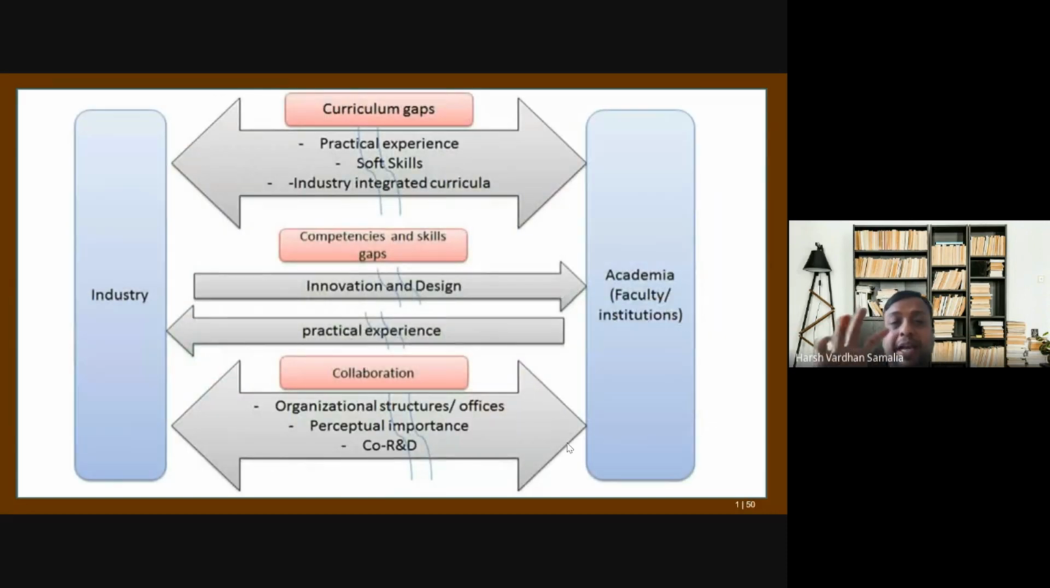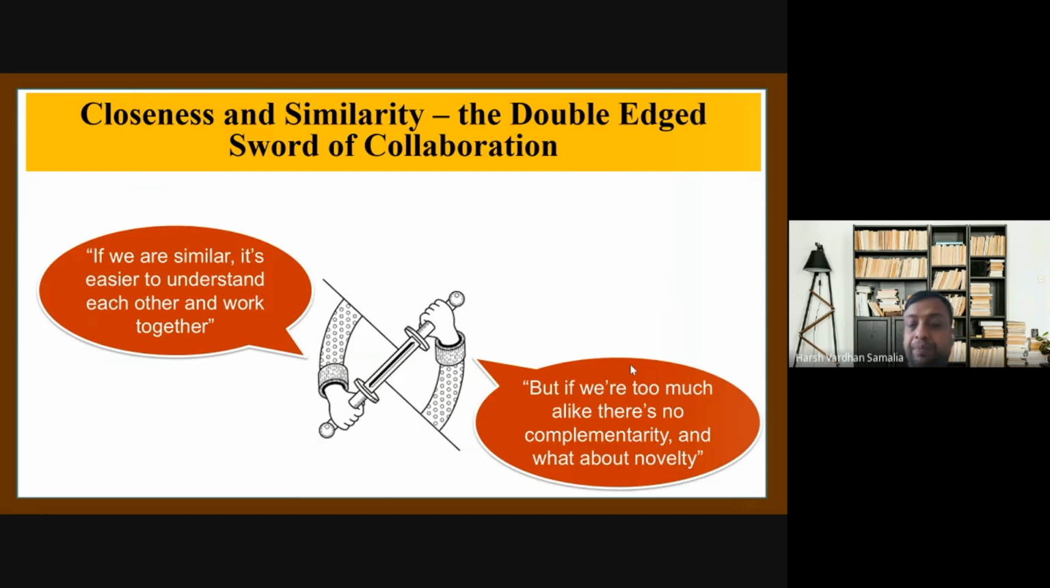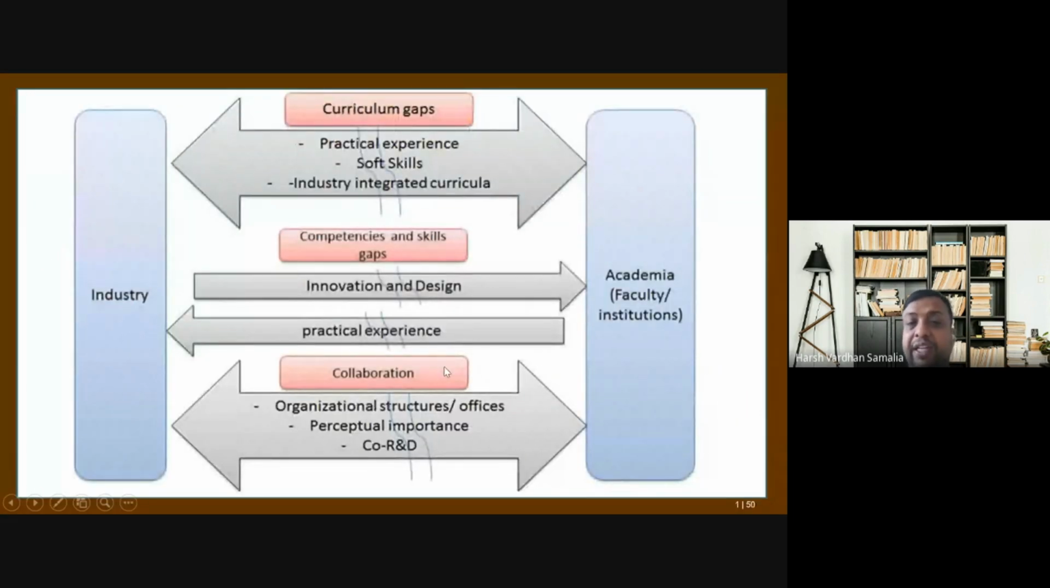With this, this is my last slide, probably I'll put it out. You can see here the collaboration between academia and industry. Sorry, I don't know why this is running away. What academia can get is practical industry experience, while industry can benefit from innovative ideas and design from academia. They can join hands together to identify the competencies and skill gaps, which can help fill up the curriculum gaps. In those curriculum gaps, certain soft skill components can be built, and the practical experience will also be enhanced.